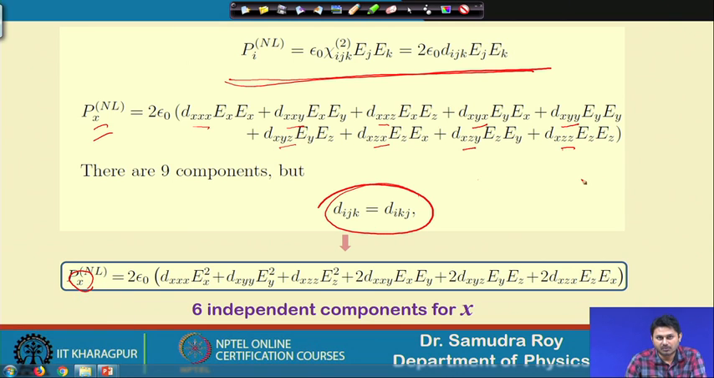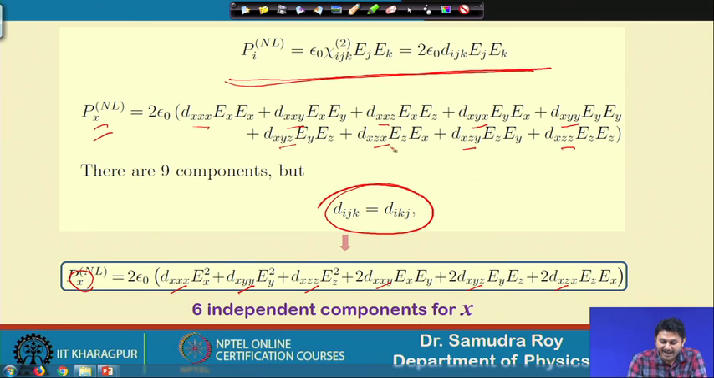So, for P x initially it was 9, similarly for P y we have 9 components, for P z we had 9 components. So, in total 27 components, and all these 27 components are different D elements, but with this permutation symmetry we can reduce each set of 9 components to 6 independent components.